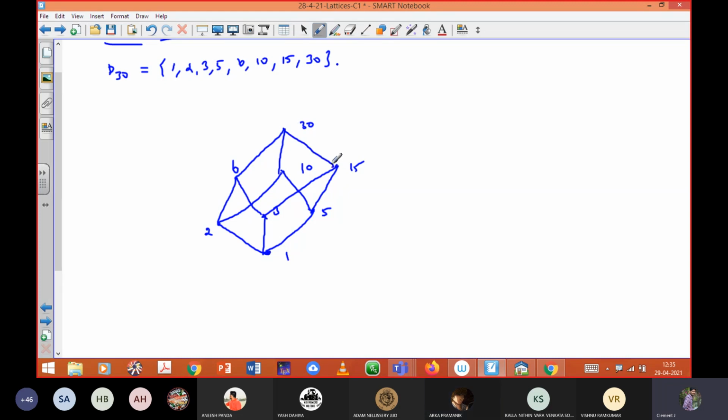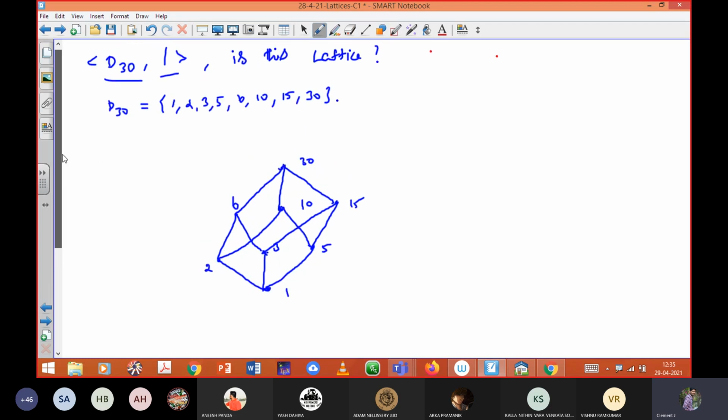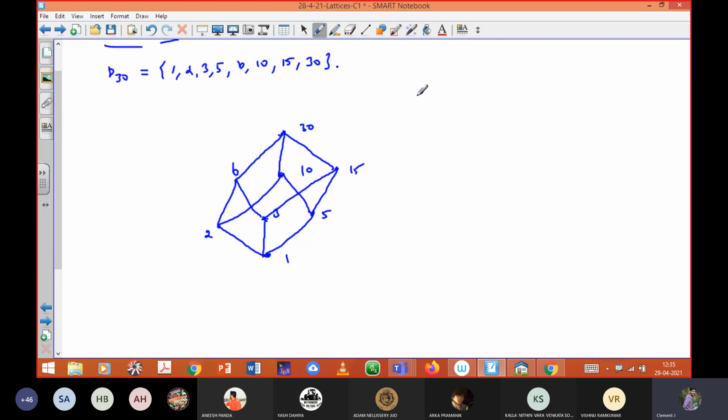Now I hope you are able to see this structure in the form of a cuboid, right? Yes, sir. In your note you can draw perfectly, but in the digital pad I could not draw it perfectly. Anyway, you can adjust with the diagram. After this, check whether it has the GLB and LUB between every pair of vertices, like 1 star 2, 1 plus 2, 1 star 5, 1 plus 5. Likewise, you need to check between every pair of vertices.